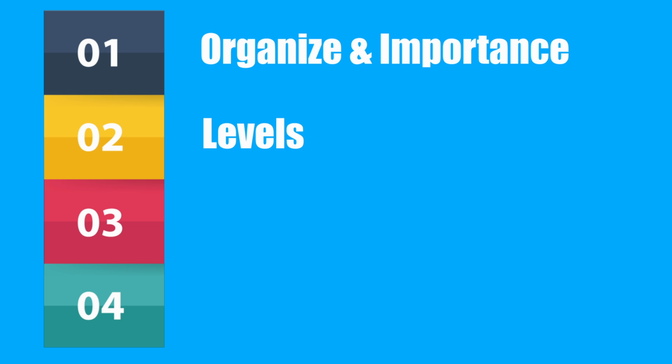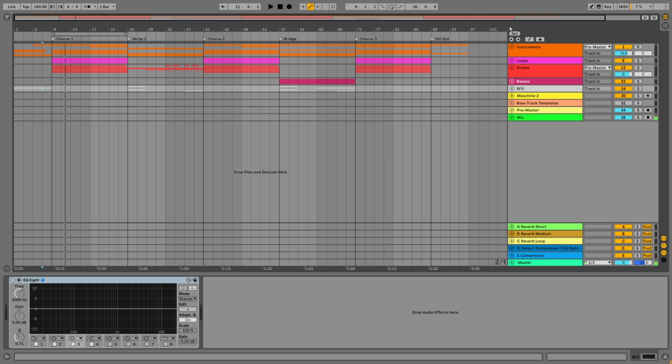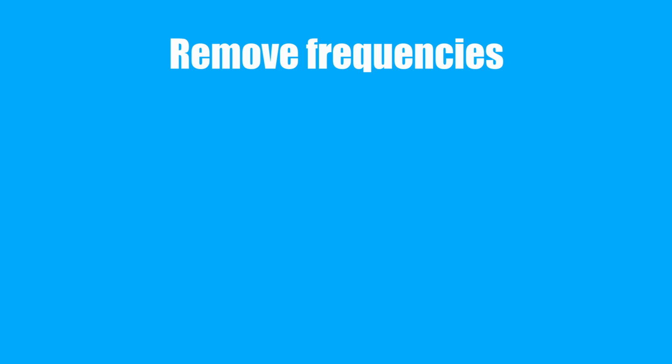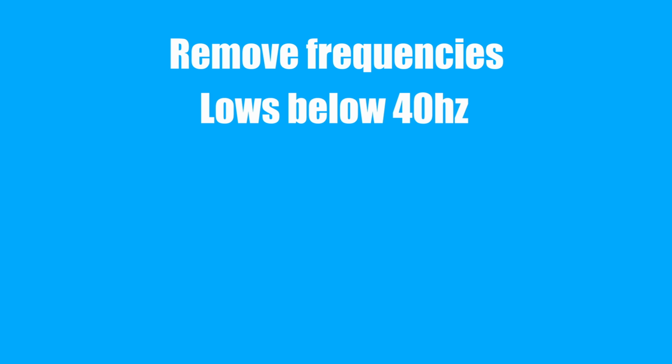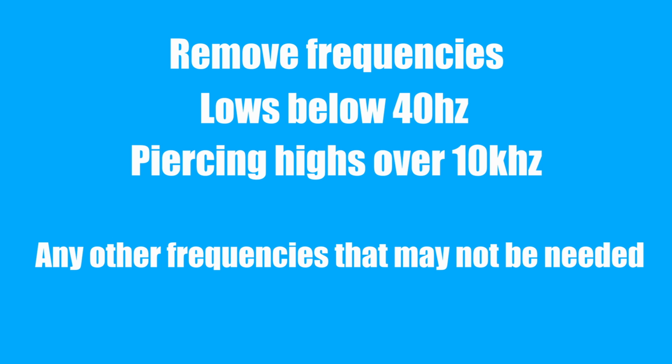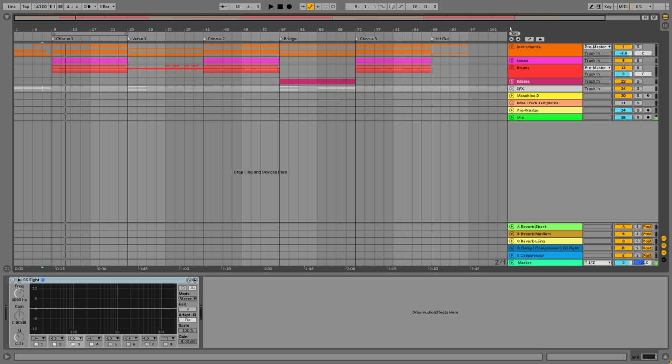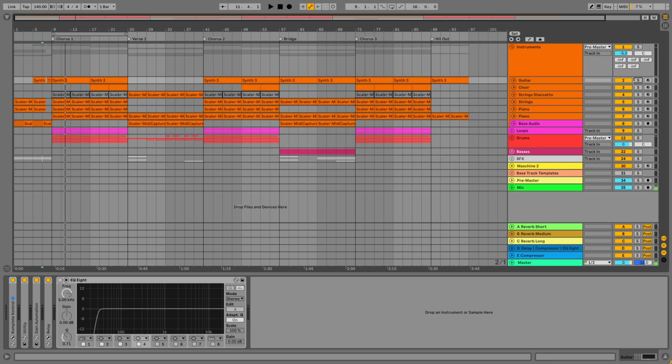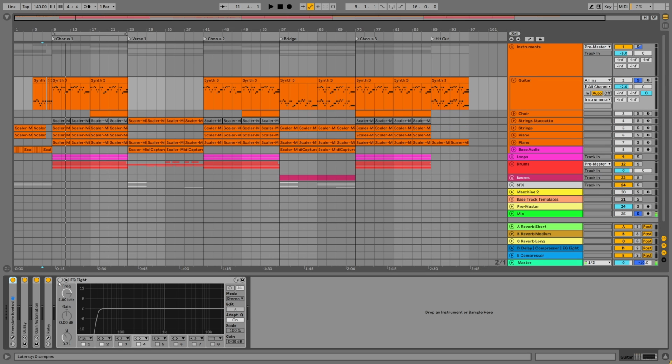Now that we have our levels set, we'll move on to step 3 of this process, which is EQ and panning. I like to go through each track and cut out any unnecessary or harsh frequencies. This might include lows under 40 Hz, bright highs over 10 kHz, and anything else that might not be needed. Sometimes I'll also boost certain frequencies if a sound is lacking. I'll show you this process on the first few instruments and then I'll continue to do the rest. So let's solo the guitar and give it a listen.